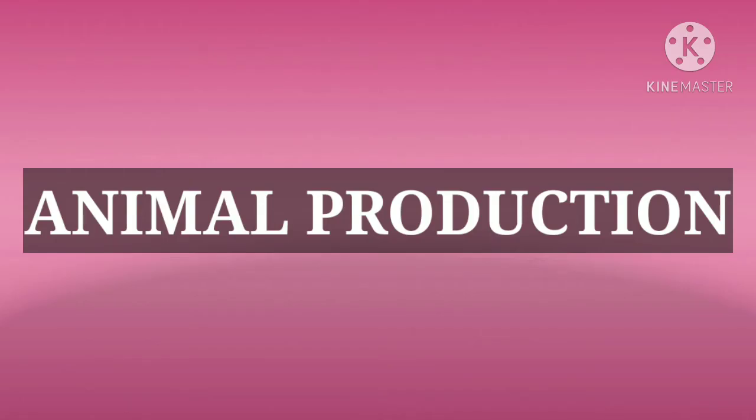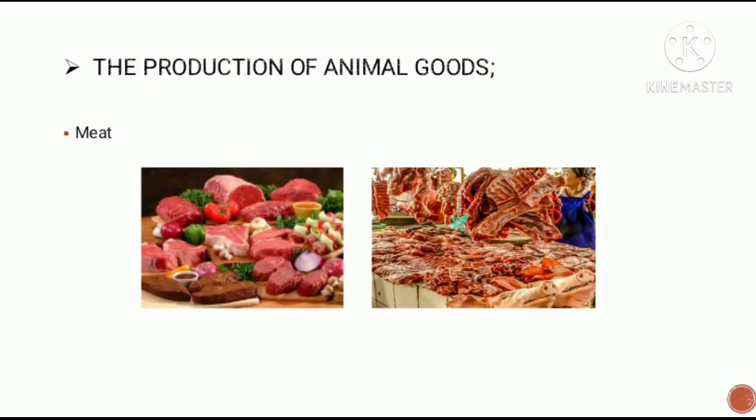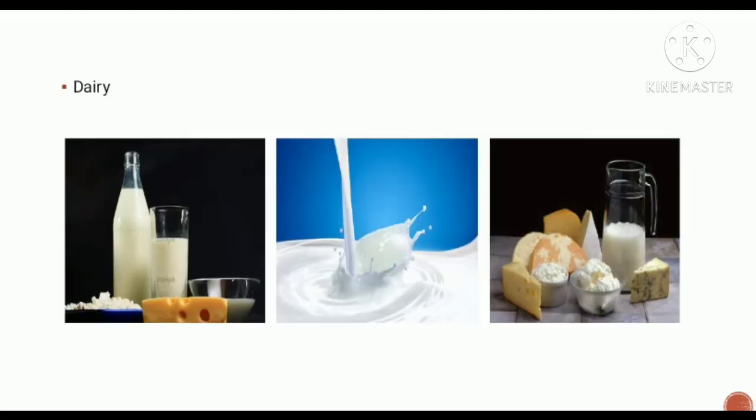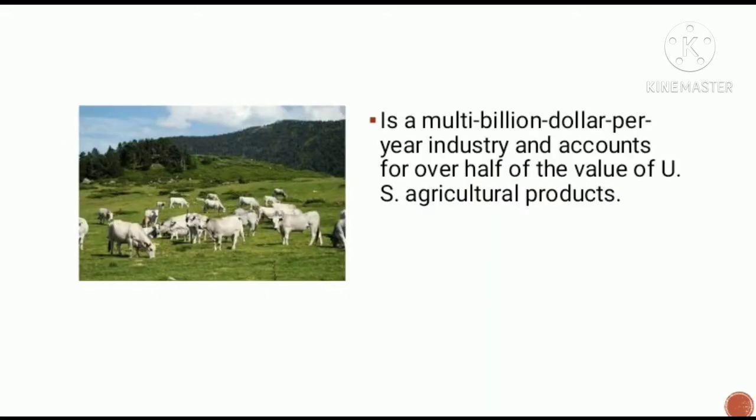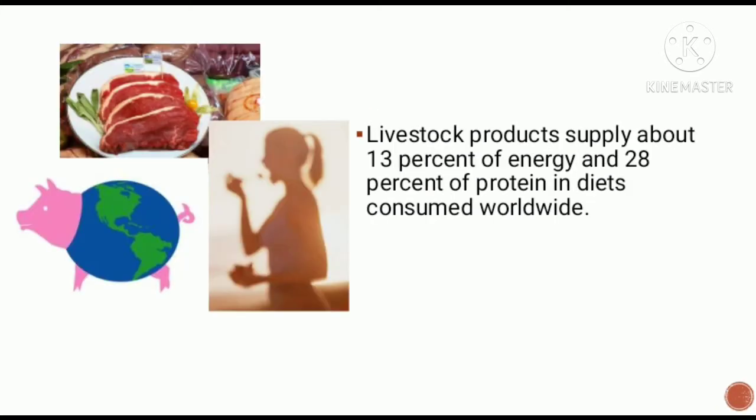What is animal production? Animal production is the production of animal goods, such as meat, dairy, wool, and leather. Animal production is a multi-billion-dollar per year industry and accounts for over half of the value of U.S. agricultural products. Further, livestock products supply about 13% of energy and 28% of protein in diets consumed worldwide.